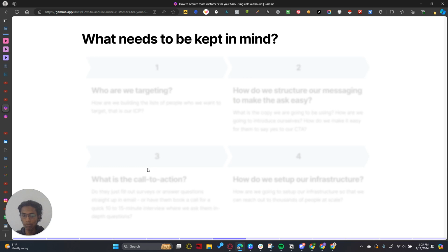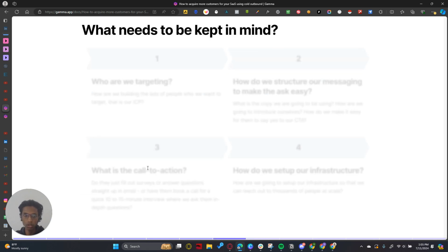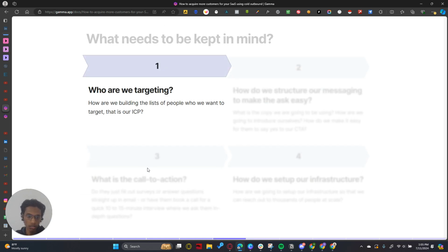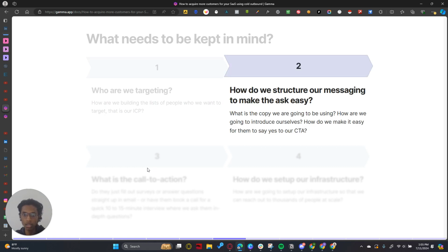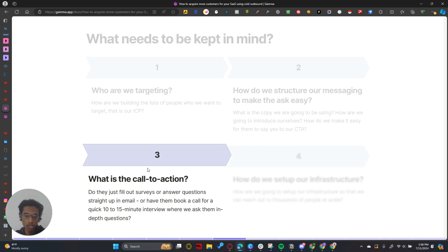Now, what needs to be kept in mind? So, who are we targeting? How are we building the list of people who we want to target, that is our ICP? How do we structure our messaging to make the ask easier? What is the copy that we're going to be using? How are we going to introduce ourselves? How do we make it easy for them to say yes to a CTA? What is the call to action?